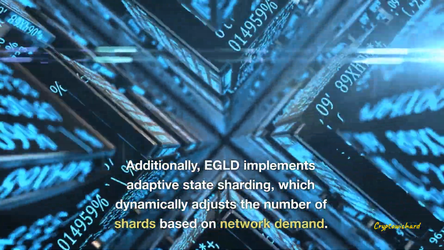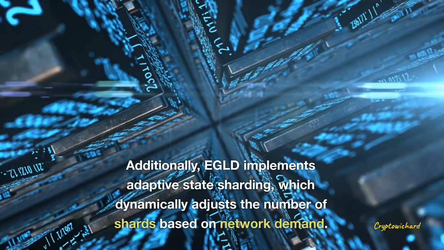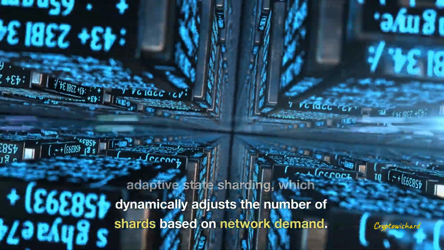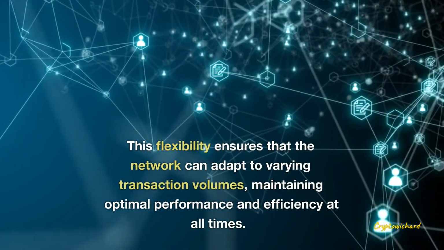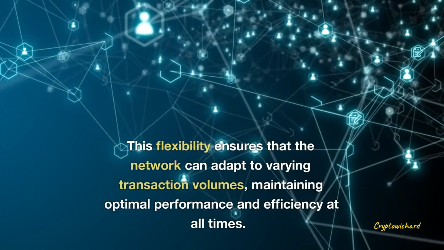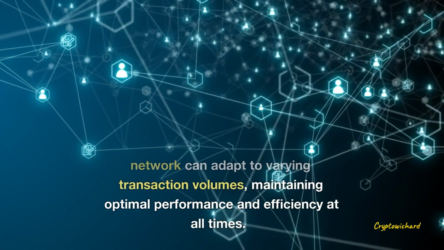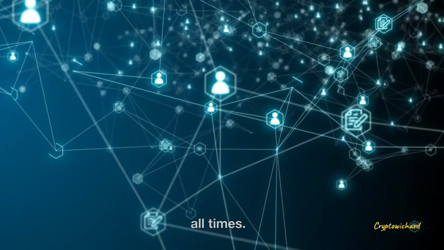Additionally, EGLD implements adaptive state sharding, which dynamically adjusts the number of shards based on network demand. This flexibility ensures that the network can adapt to varying transaction volumes, maintaining optimal performance and efficiency at all times.